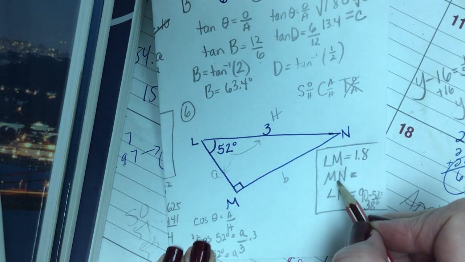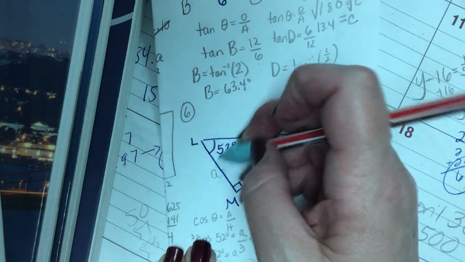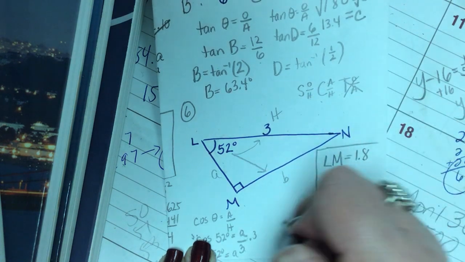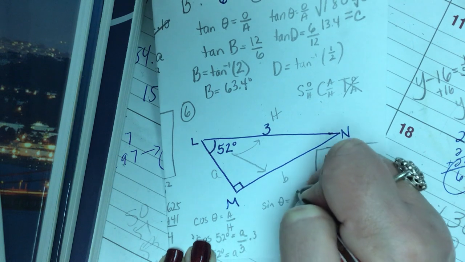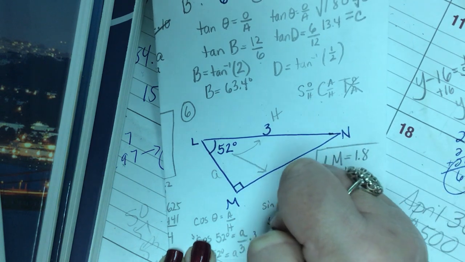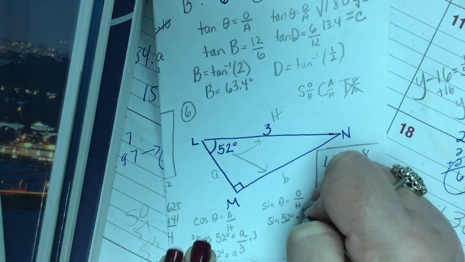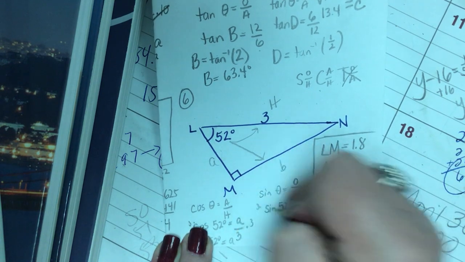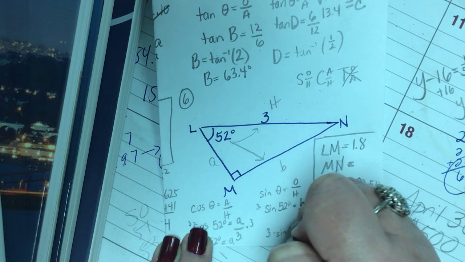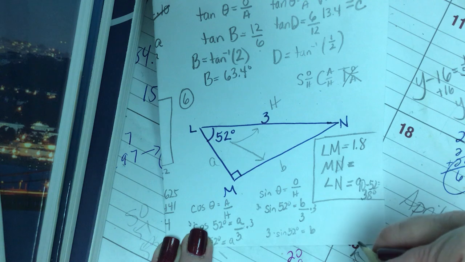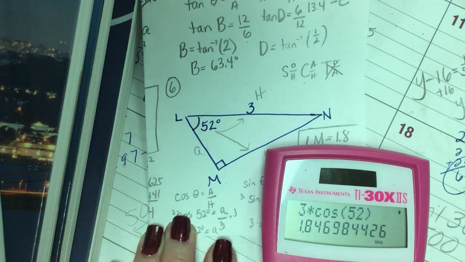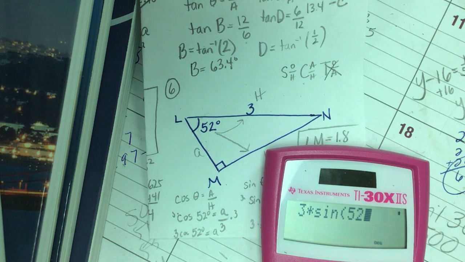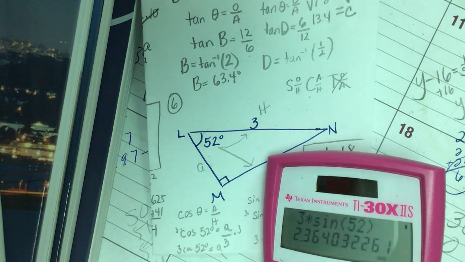Now let's find MN. I know the hypotenuse still, and I'm trying to find this side. So that's opposite over hypotenuse. Sine of theta equals opposite over hypotenuse. Fill in what you know. Sine of 52 degrees equals opposite over hypotenuse. Multiply both sides by 3. 3 times the sine of 52 equals B. And 3 times the sine of 52 is 2.4.